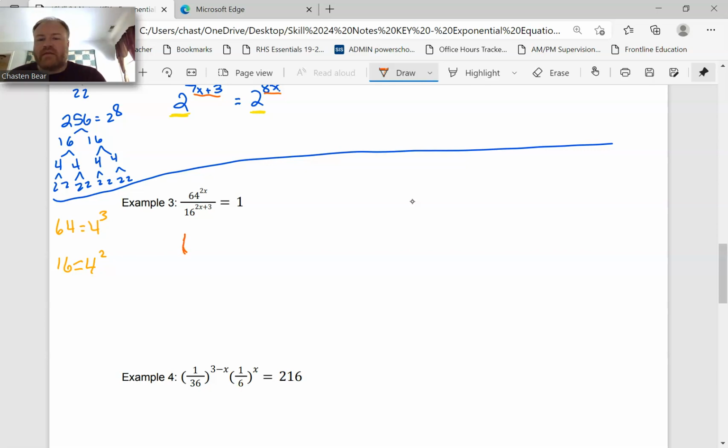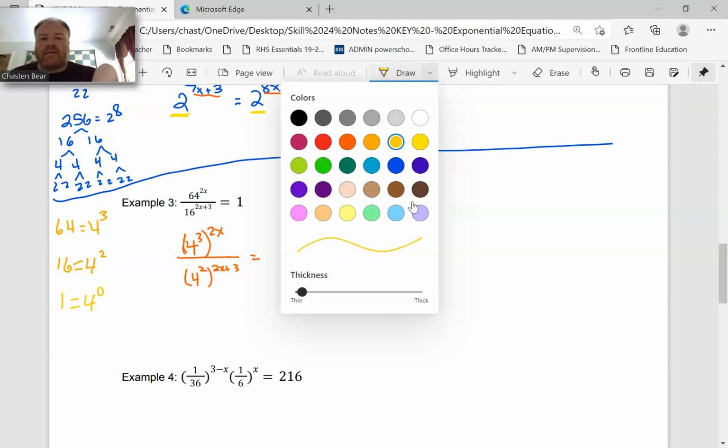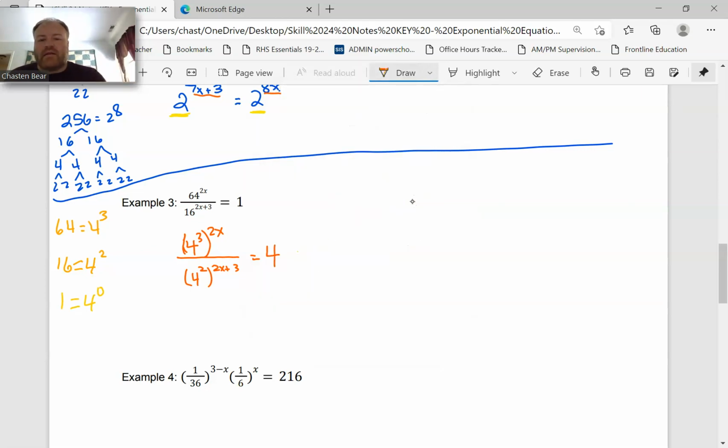So 64 is 4 to the third raised to the 2x. My denominator here is going to be, let's see, 16 we said is 4 squared to the 2x plus 3. Now on the right side, you might be thinking, oh, well, it just equals 1. But remember that 1, if I write it with a base of 4, is going to be 4 to the 0 power. That's going to be helpful in a moment. So I'm going to write that as 4 to the 0 power.